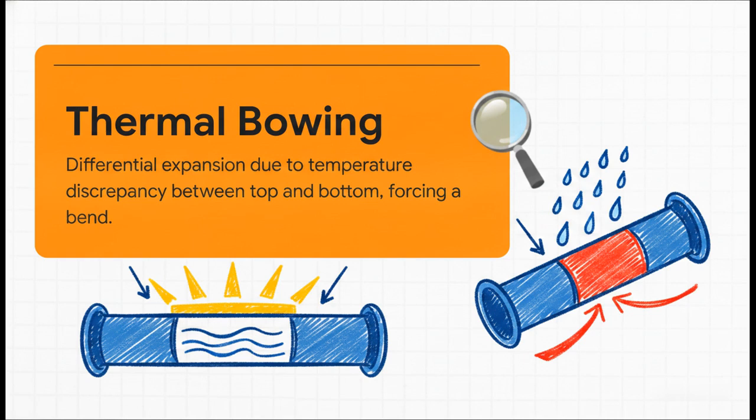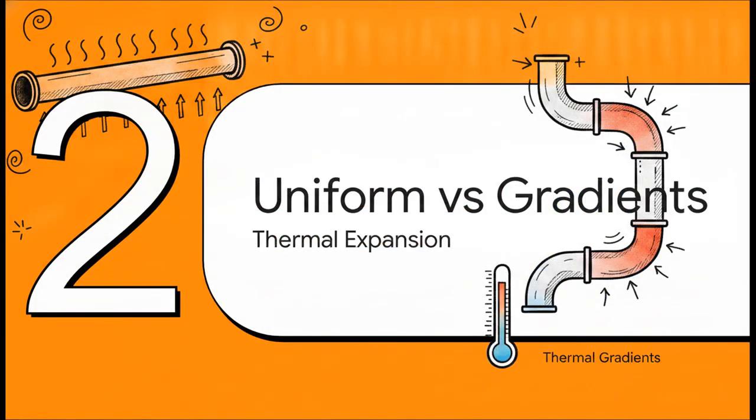Or imagine a sudden downpour of freezing rain hitting the top of an intensely hot pipe. The hot side expands much more rapidly than the cool side, and because they're physically attached to each other, well, the pipe has absolutely no choice but to warp and bend to accommodate that difference. It's wild to think about. This brings us to Section 2, uniform expansion versus gradients.